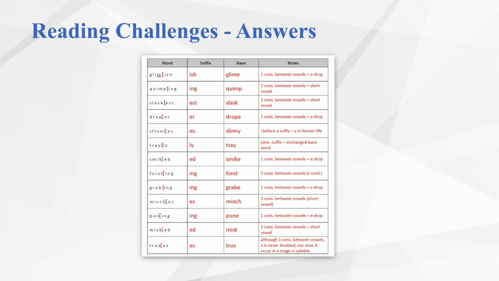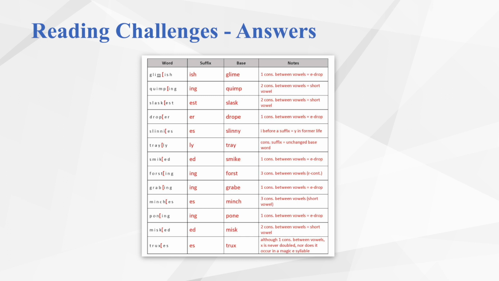Next, we chop off ing, a vowel suffix. We actually have three consonants before the suffix, so we're in good shape. We see that it's an R-controlled vowel, so the base word is forst, and the word is forsting. Next, we chop off ing. It's a vowel suffix. Counting the consonants, there's only one. That means the vowel says its name. The base word was grabe. The word is grabing.